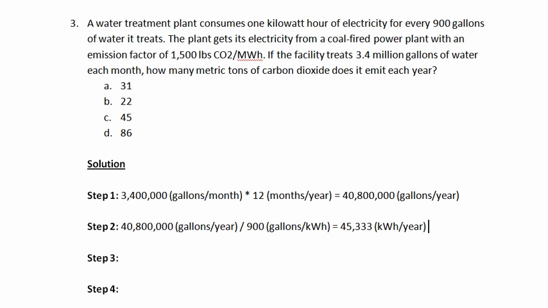Now, our emission factor isn't expressed in terms of kilowatt hours, it's expressed in terms of megawatt hours. So what we should do is go one step further and convert the kilowatt hours to megawatt hours, which is simple. We'll just divide the 45,333 by 1,000 kilowatt hours per megawatt hour, and that will give us 45.33 megawatt hours per year.